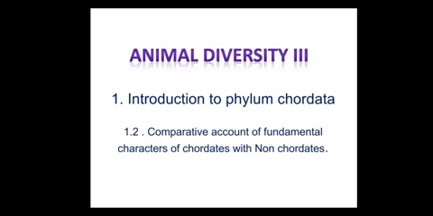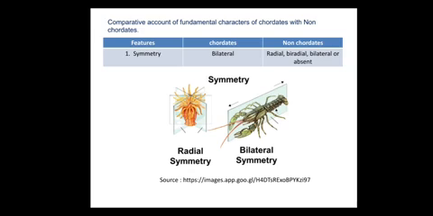Today we are going to study the subject of animal diversity. The topic is the introduction to phylum Chordata, and the subtopic is a comparative account of the fundamental characters of chordates with non-chordates. So you can see the features present in chordates and non-chordates. The first feature is symmetry.